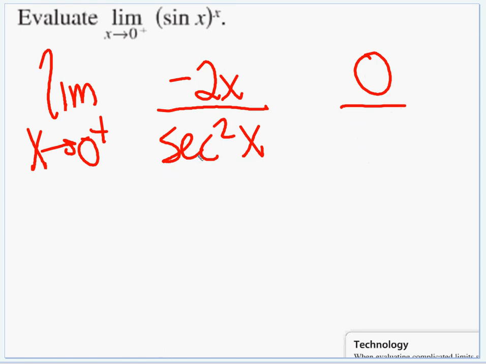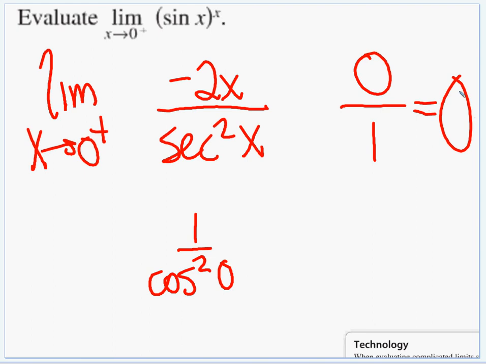And now let's see here, secant squared of 0. I'm thinking back, that's the same as 1 over cos squared at 0. The cos at 0 is 1, so that becomes 1 squared or 1. So that's just 1 over 1. 1. Okay, we made it. That is equal to 0.